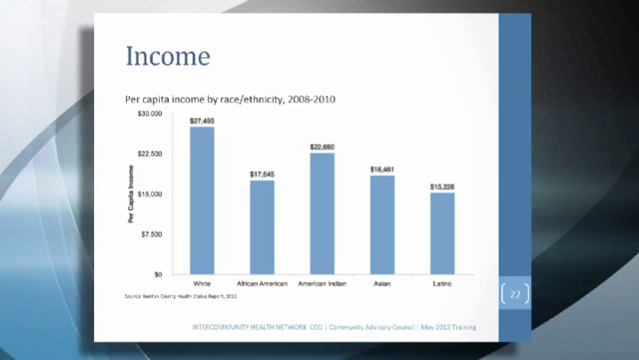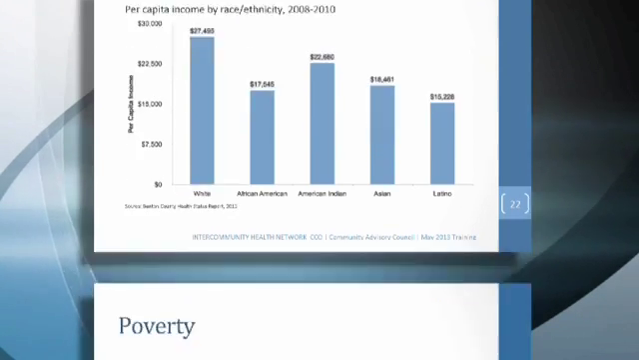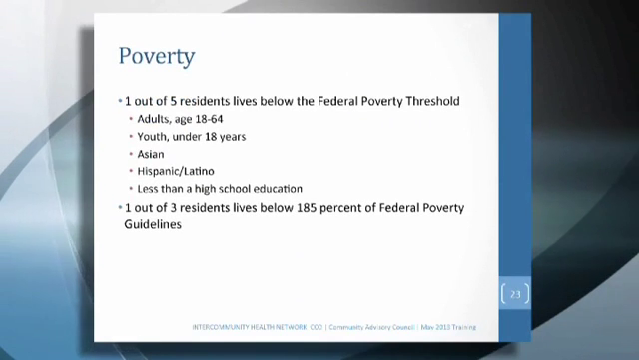So that's just showing you that there are differences among wage earners, due to a variety of reasons, but this can impact health, and it's just important to notice how different are they or how alike are they. We also know that poverty is a big determinant of health, because it not only determines what you can and cannot buy in terms of food, but maybe the neighborhood you live in or the house that you live in, which can all impact our health. And in Benton County, 1 out of 5 residents live below the federal poverty threshold, which was $17,000 for one person in 2012. This is predominantly adults, youth under the age of 18, Asian, Hispanic, Latino, and those with less than a high school education.